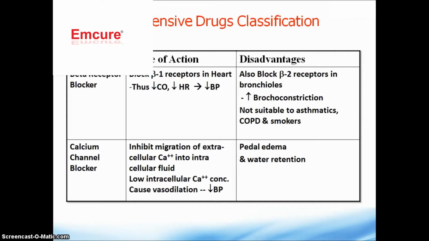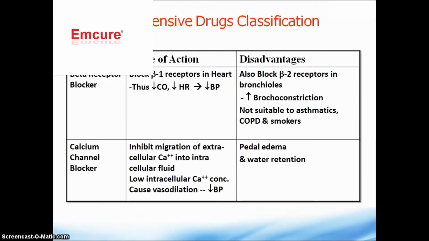Next, we have the beta blockers. Well, beta blockers block the beta 1 receptors in the heart, and thus they reduce the cardiac output, reduce the heart rate, and thus reduce your blood pressure. The disadvantages of beta blockers are they also act on the beta 2 receptors which are there in the bronchioles. When the beta 2 receptors in the bronchioles are blocked, it will cause bronchoconstriction, which means narrowing of your air pipes.